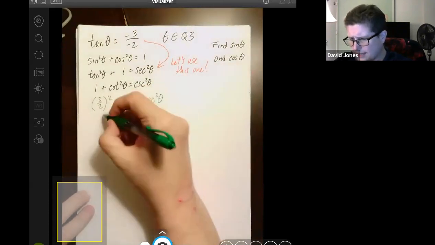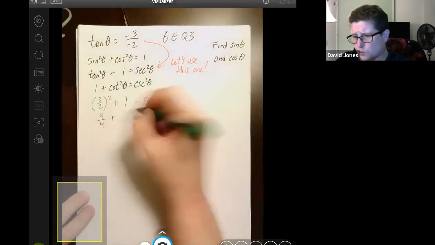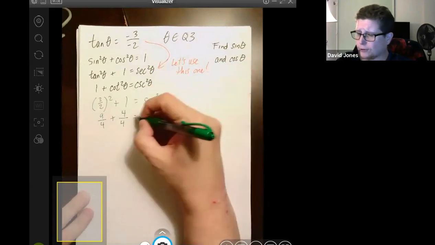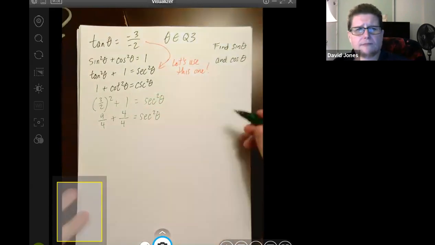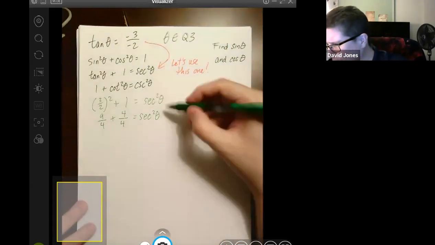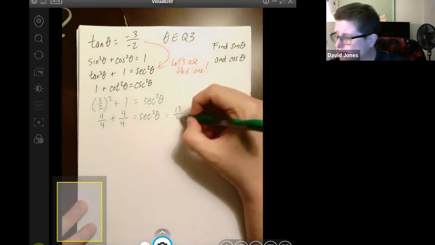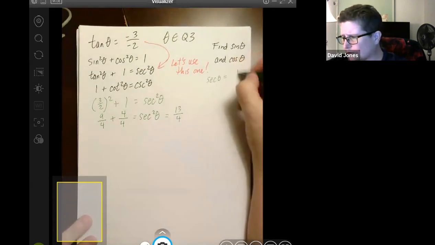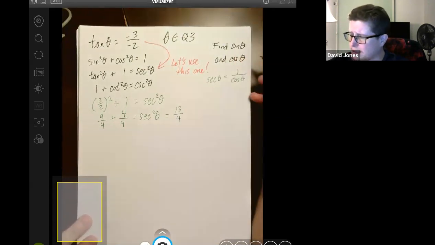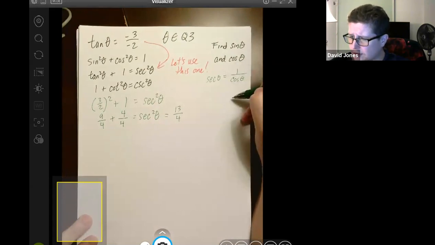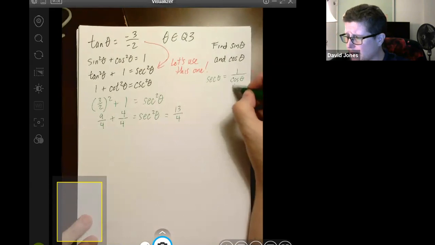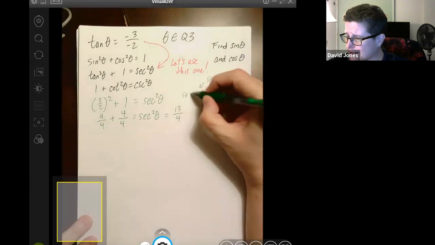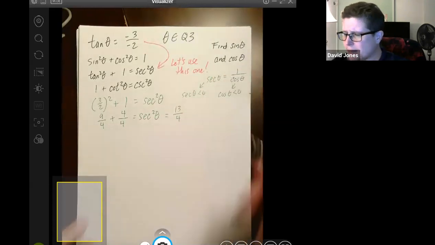If we square this, this is 9/4 plus 1. I'm going to write this with the common denominator of 4. 1 is 4 over 4. And 9/4 plus 4/4 is 13/4. Recall secant theta is 1 over cosine theta. So in quadrant 3, cosine theta is less than 0. So secant theta is less than 0. That's going to matter when we take the square root.